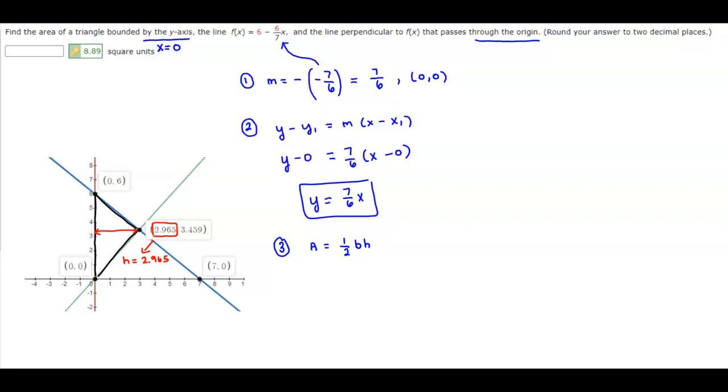Okay, and then what else do we know? We know what the base is. Well, the base of this triangle goes from 0 to 6. So therefore, the base is equal to 6. And now we can plug it into our triangle formula to find out what that result's going to be. So we have 1/2 times the base, which is 6, times the height, which is 2.965, which gives us 8.89 square units.